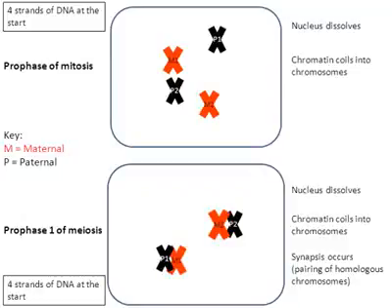The two chromosome number 1s are paired up with one another, the maternal chromosome number 1 and the paternal chromosome number 1. The same thing happens with chromosome number 2. The maternal and the paternal chromosome number 2s are paired up with one another. This pairing up of homologous chromosomes is called synapsis. This only happens during prophase number 1 of meiosis.